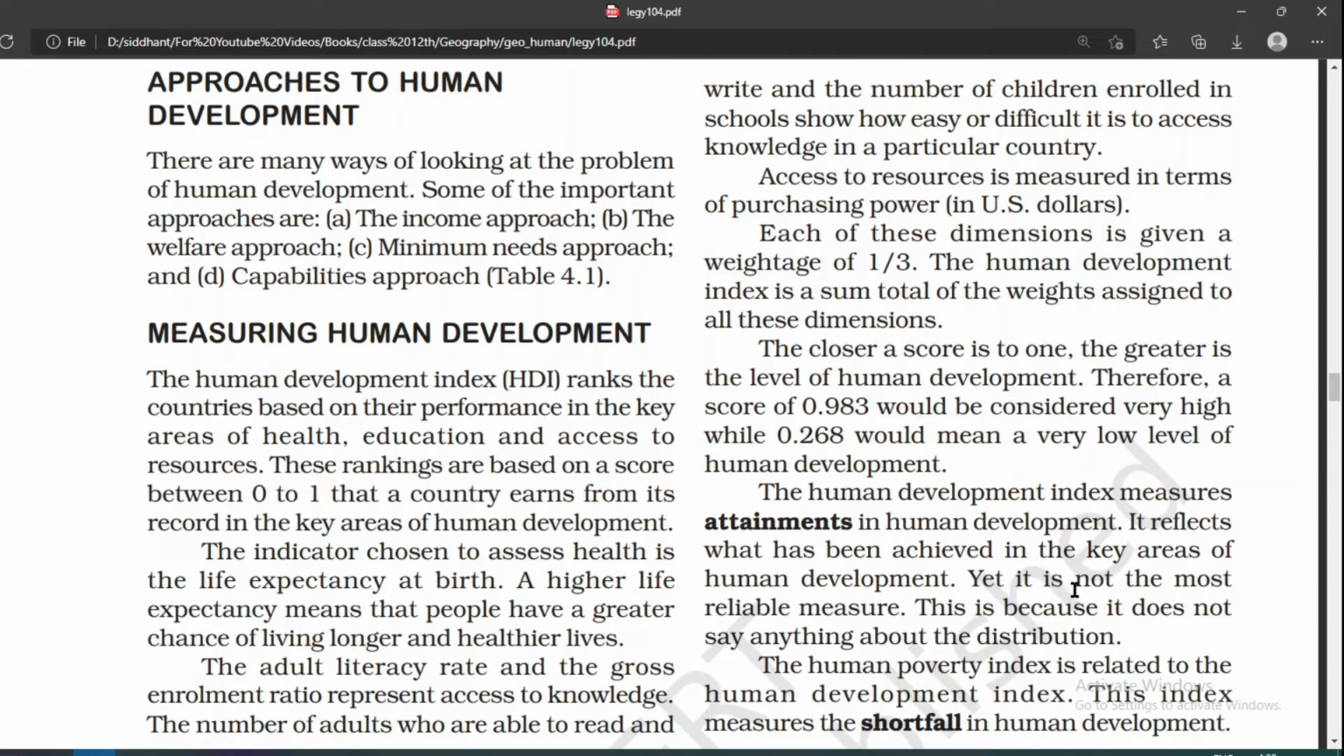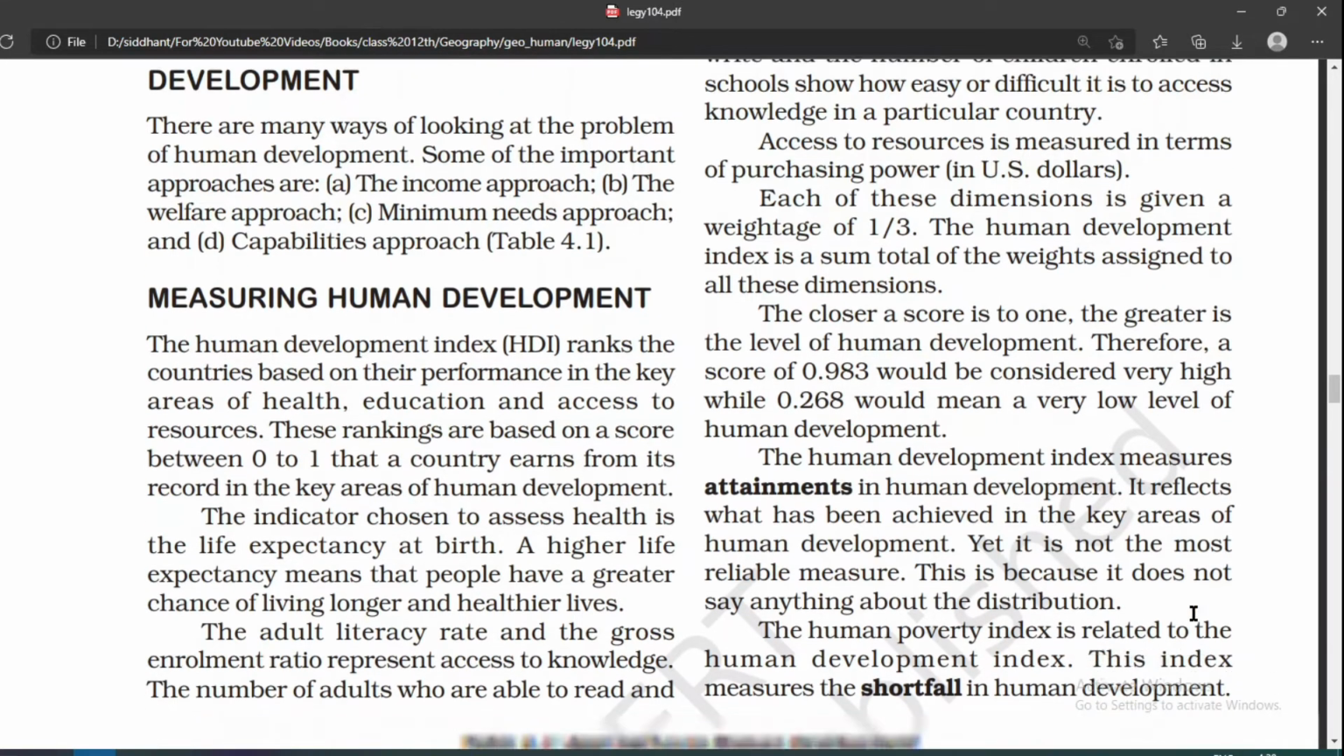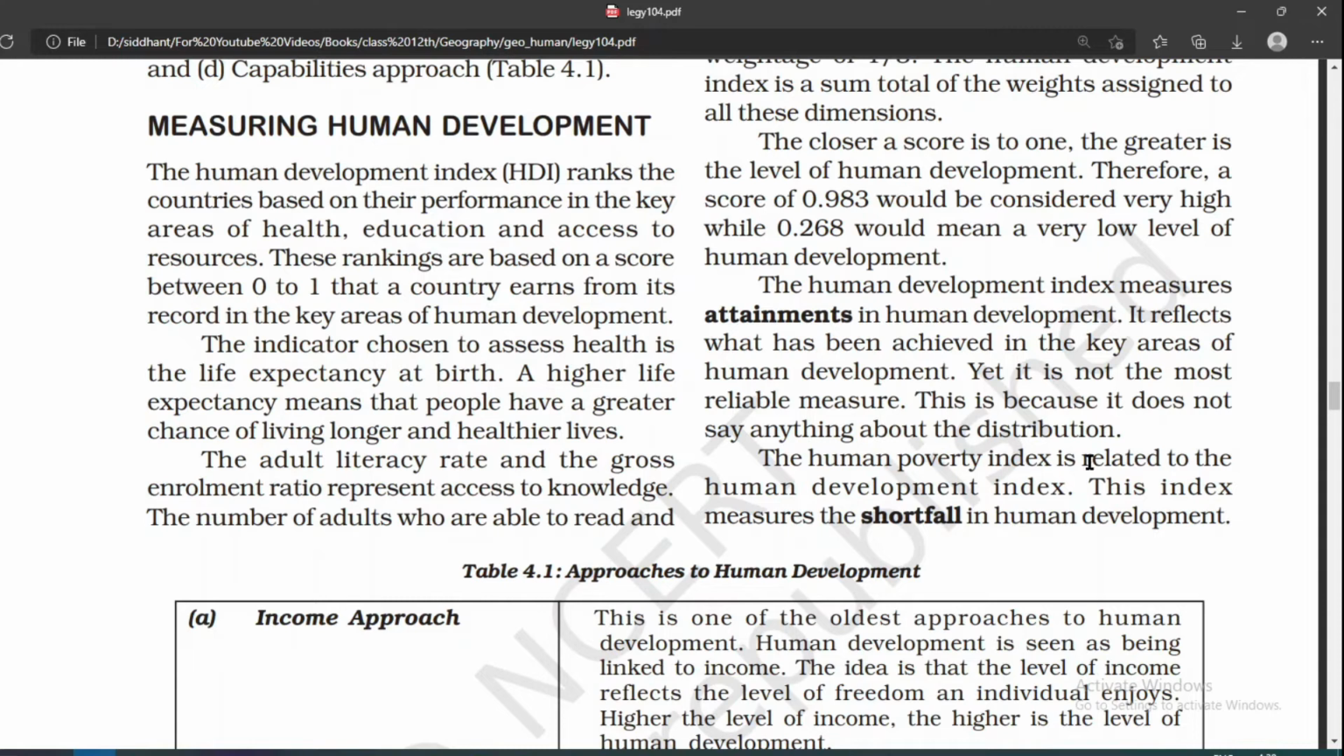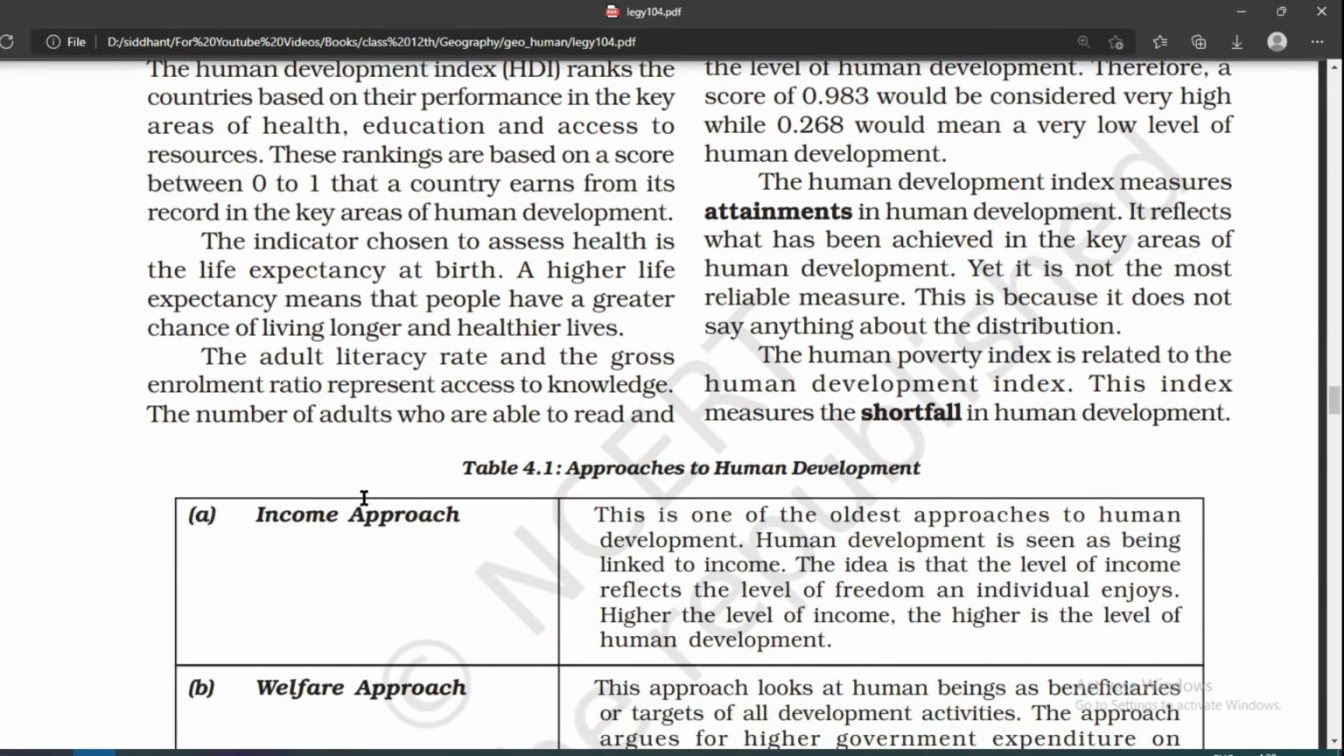It reflects what has been achieved in the key areas of human development. Yet, it is not the most reliable measure. This is because it does not say anything about the distribution. The Human Poverty Index is related to the Human Development Index. This index measures the shortfall in human development.